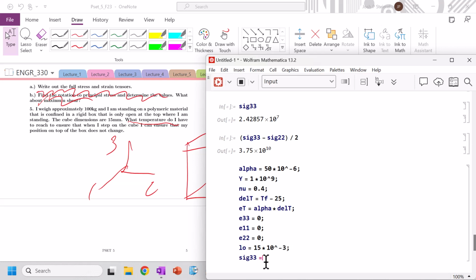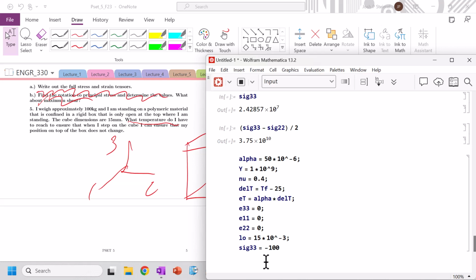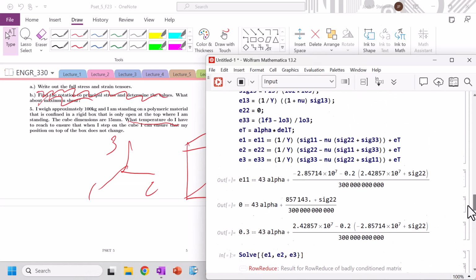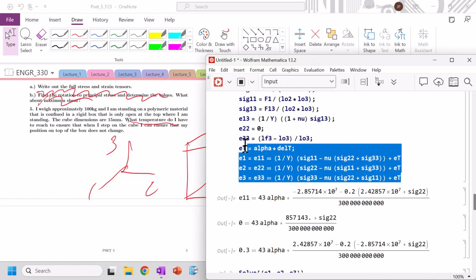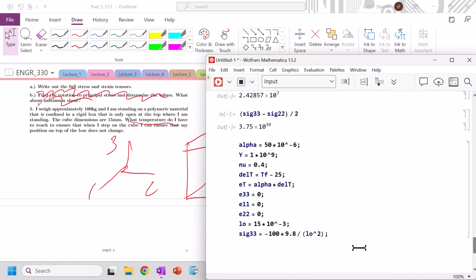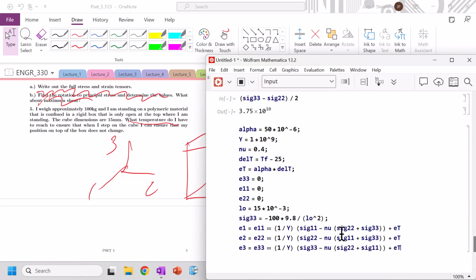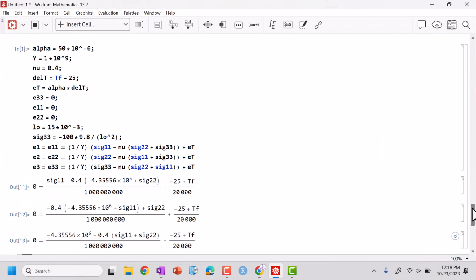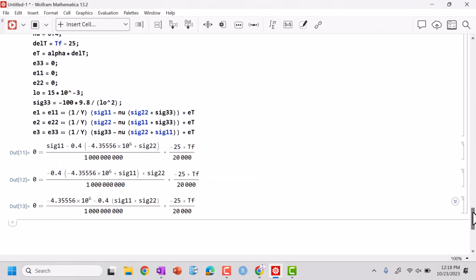So my sig33 is equal to minus 100, which is my mass, times 9.8, divided by L naught squared. I'm going to copy these same expressions. We know that there will be stress in the 1,1, the 2,2, and the 3,3 once I step on this. So let's shift enter and see what we got in terms of our unknowns. We don't know the stress in the 1,1, the stress in the 2,2, or my final temperature.